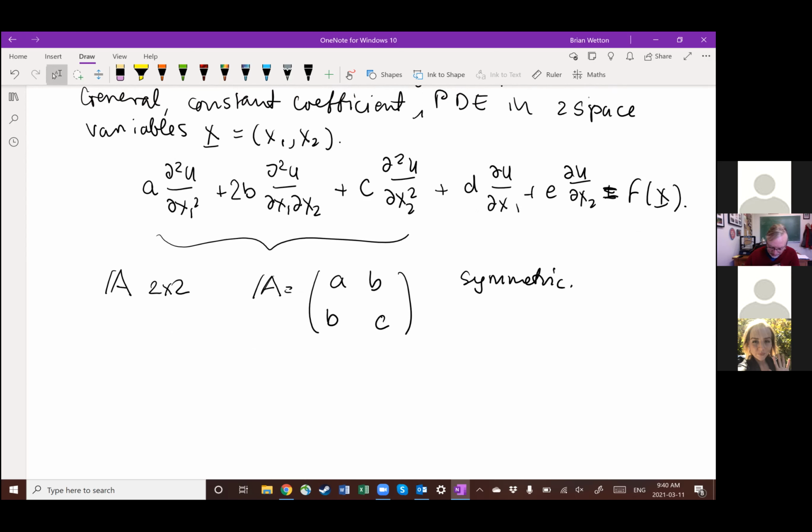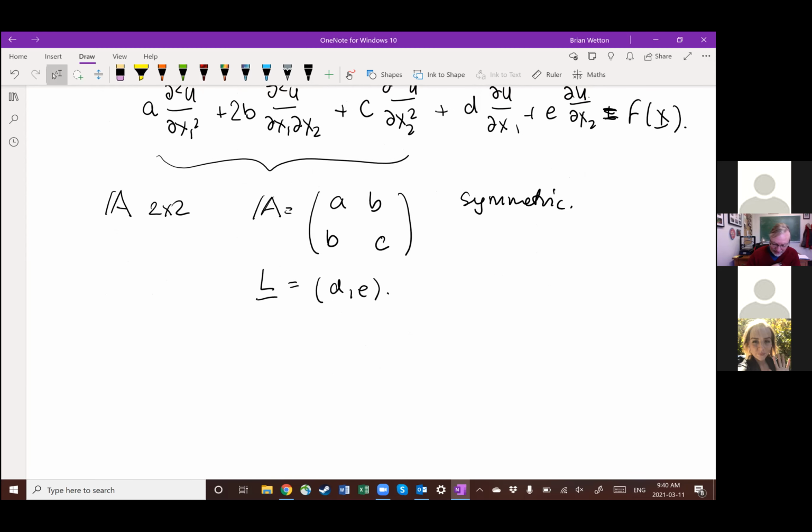I'm also going to have a vector L, which will have the components D and E in it. Okay, so now I can write the PDE. And if you've seen Einstein summation notation, now you can see why it's something that's good. Okay, and I'm going to even write it out as a double sum.